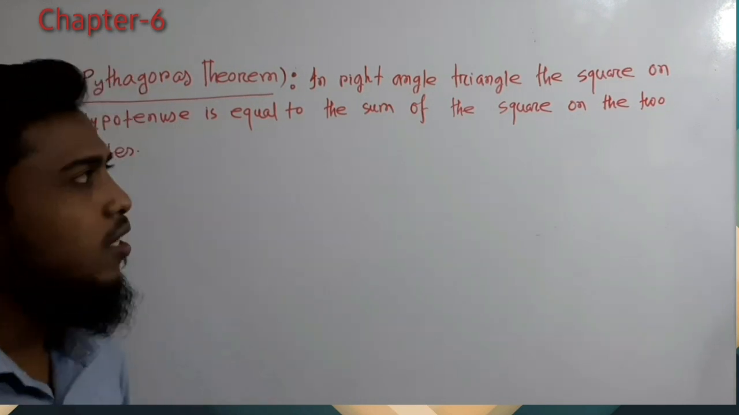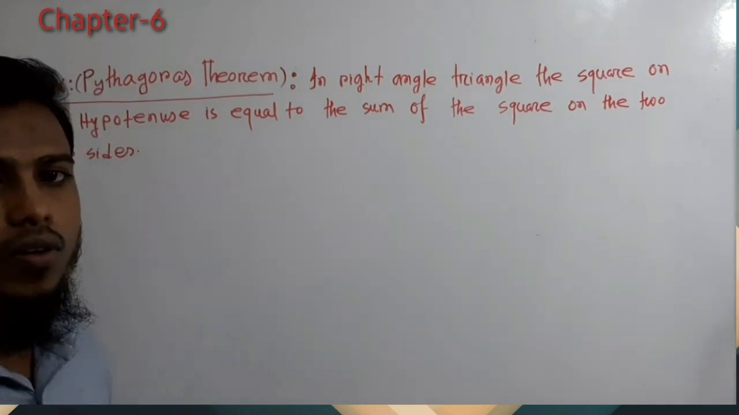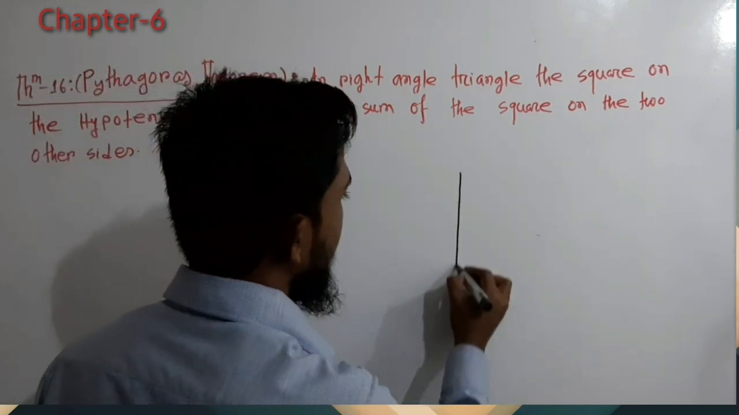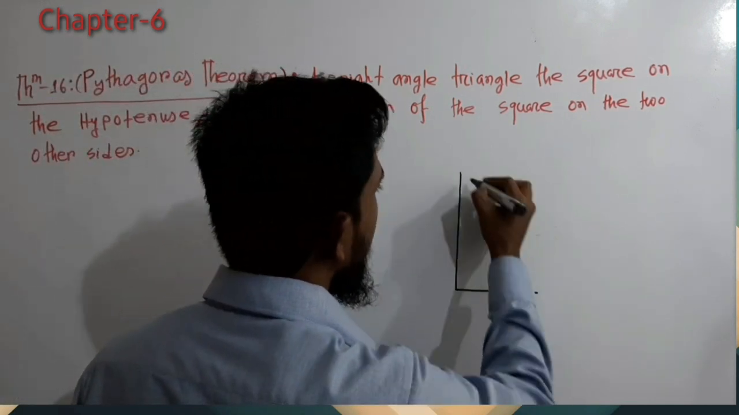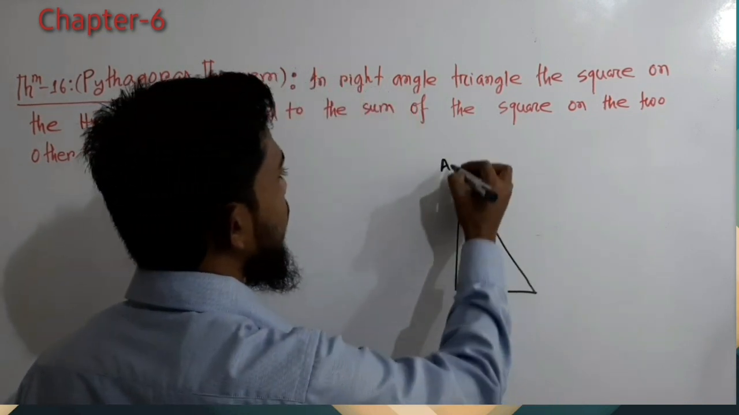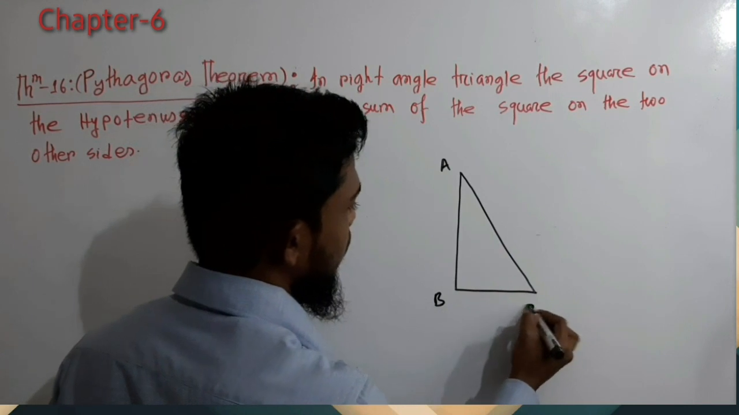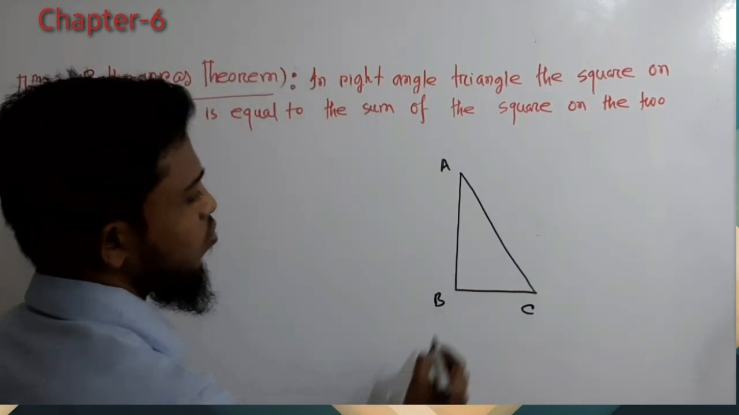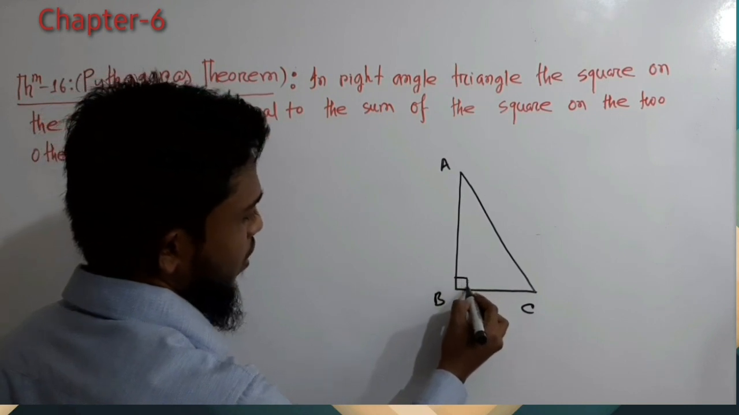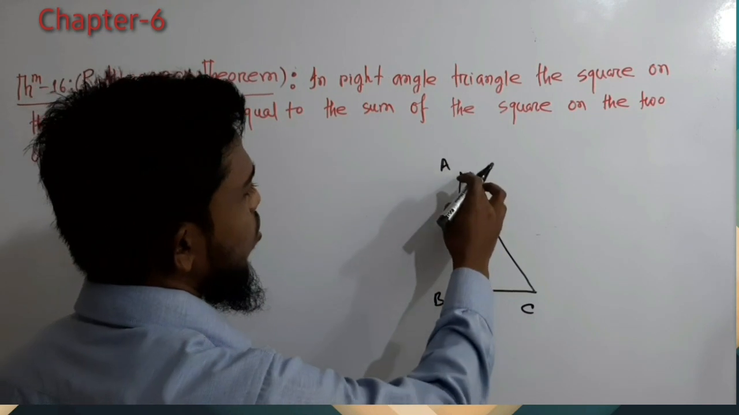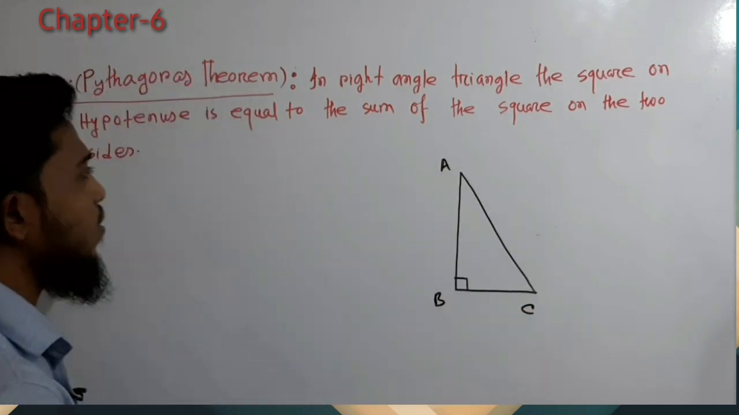Now I will prove this theorem according to our basic discussion of similarity of triangles. My dear students, to prove this theorem, first of all you have to take a right angle triangle. Here ABC is a triangle whose angle B is a right angle, so AC is the hypotenuse.